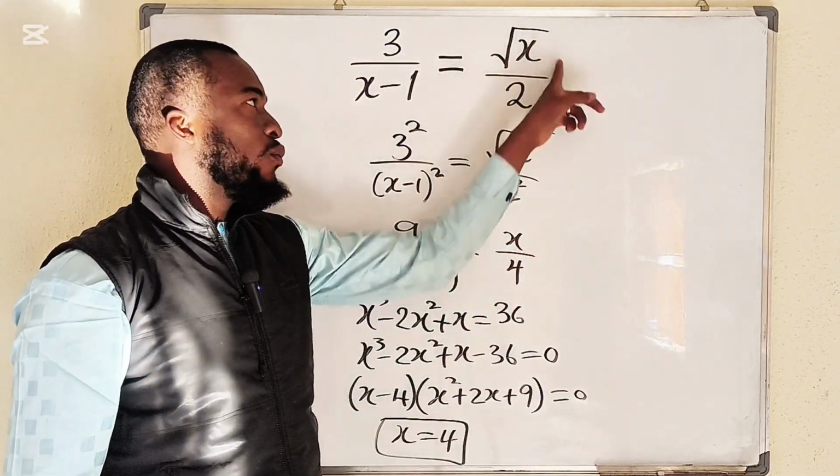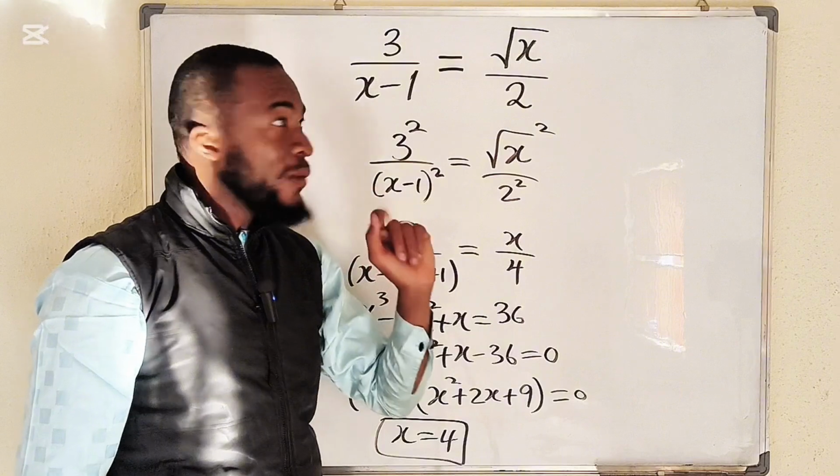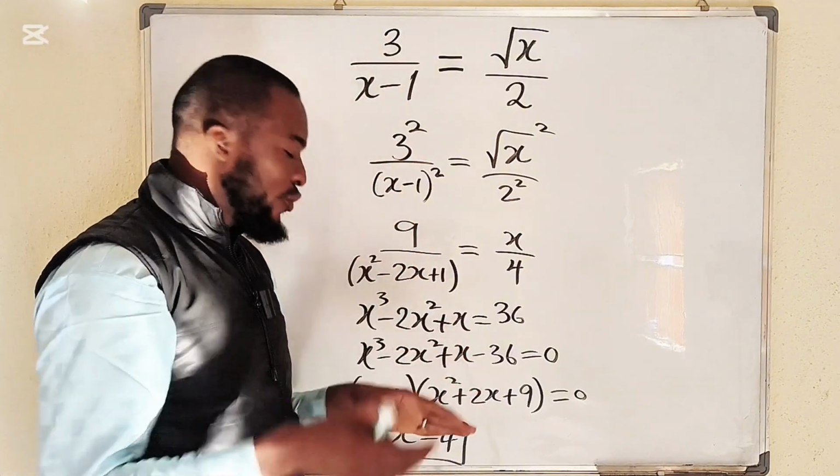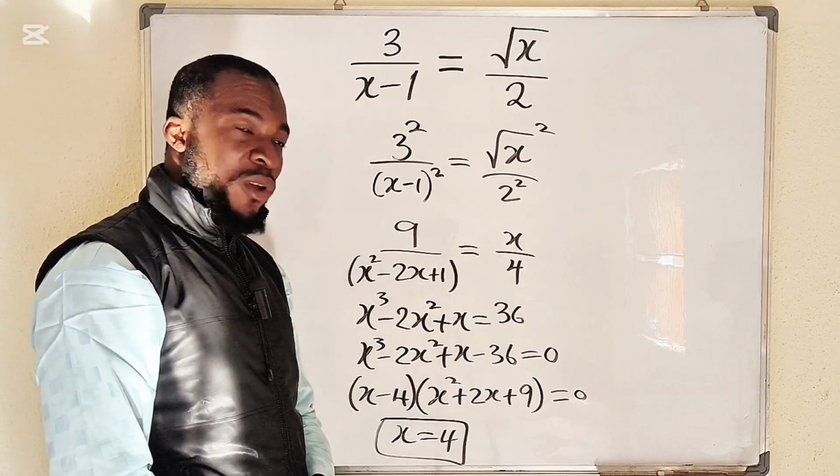You can test it. The square root of 4 is 2. 2 divided by 2 is 1, so the right hand side is 1. 4 minus 1 is 3. 3 divided by 3 is 1. So 1 equals 1, meaning x equal to 4 is a solution.